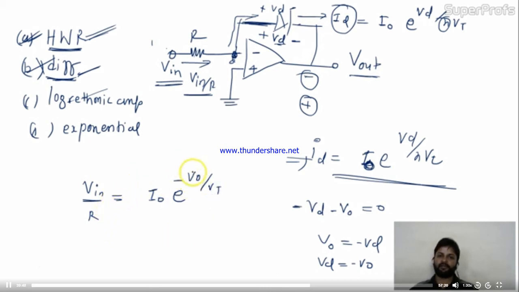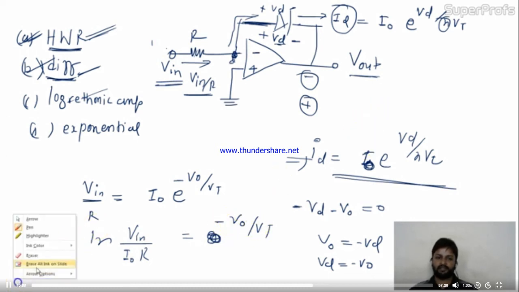Okay, friends. So I need the output. What output am I getting in this circuit? So everything will go to that side. So it will be V in divided by I naught R equal to e to the power minus V naught by Vt. Let me take log on both sides.